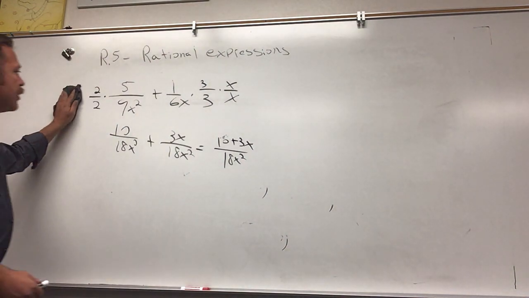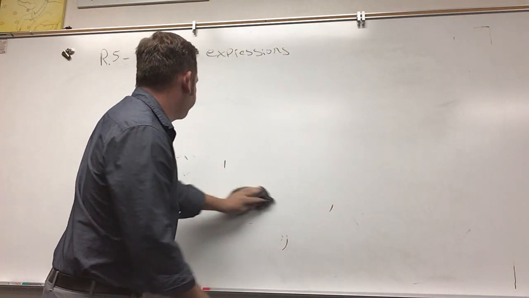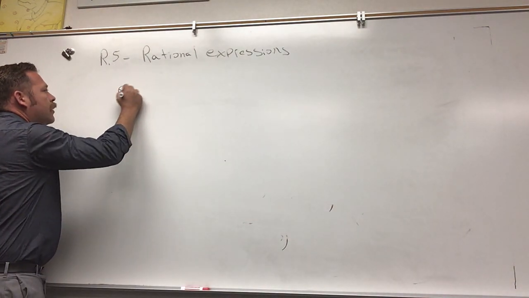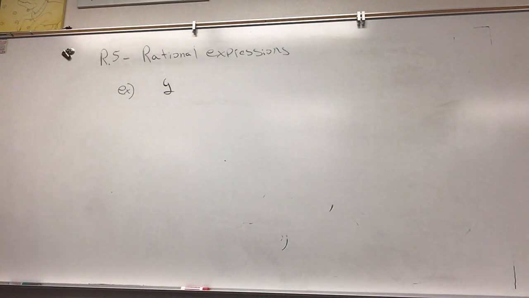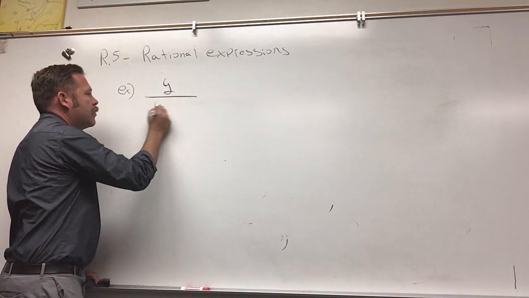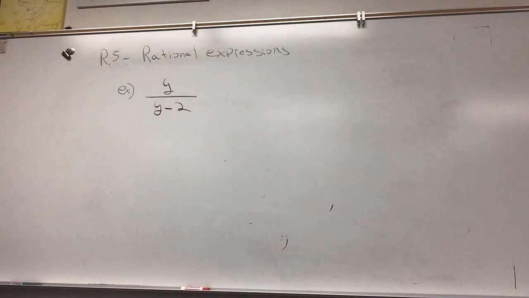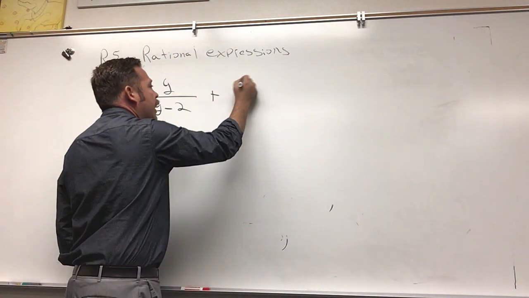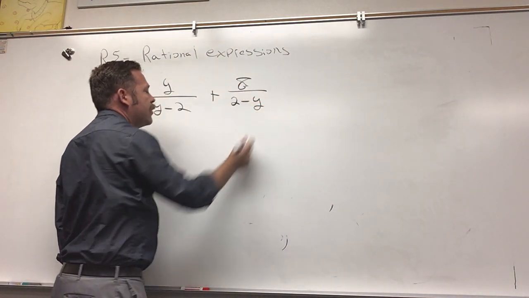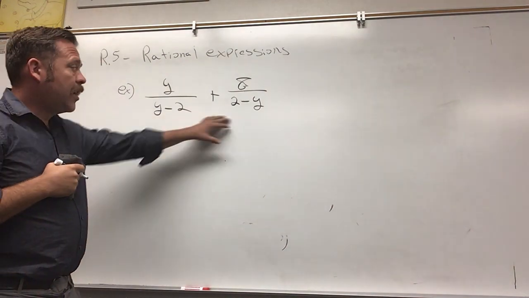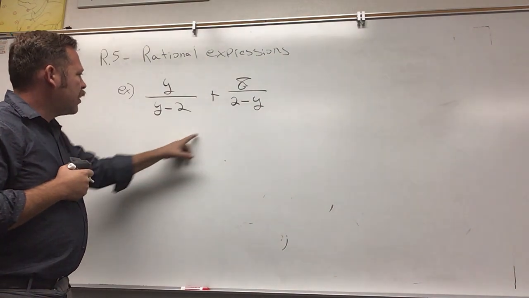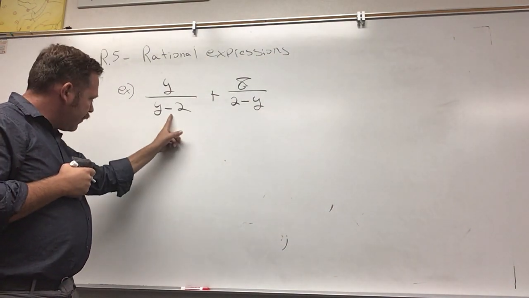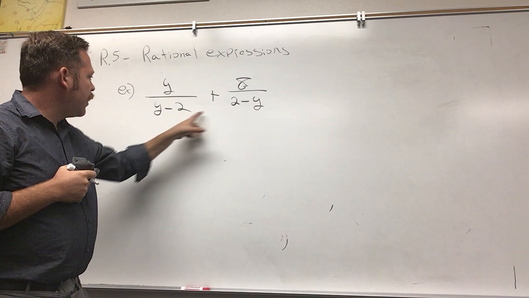I'm going to erase this. I've got y over y minus 2. And then let's add 8 over 2 minus y. Okay. So I need to make these two denominators look the same, right? We've seen this before. Look, we have a positive 2, here we have a negative 2. We have a negative y, here we have a positive y.